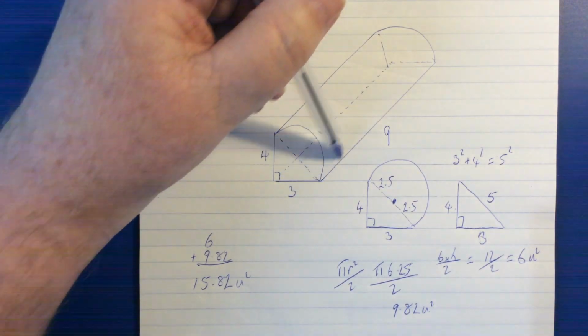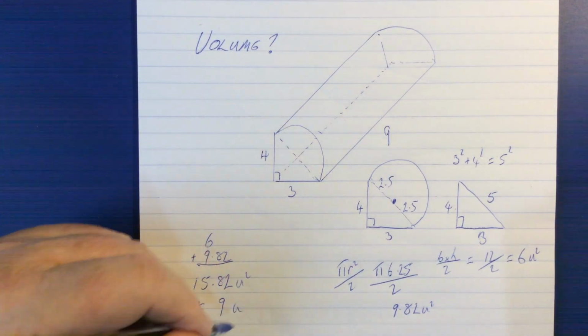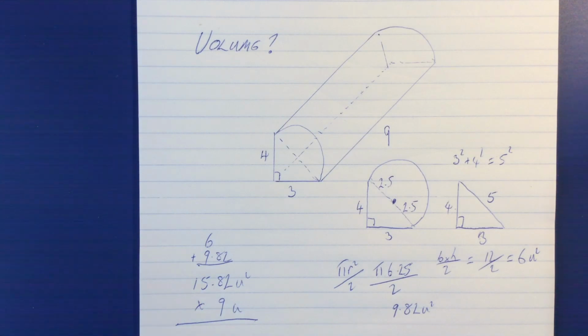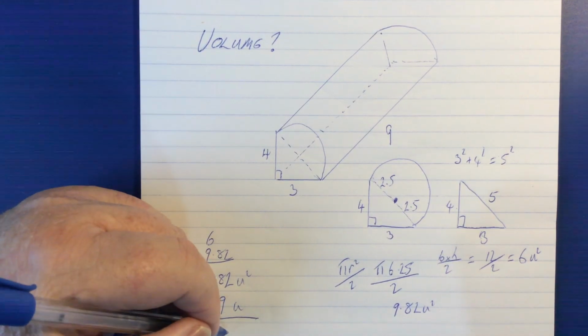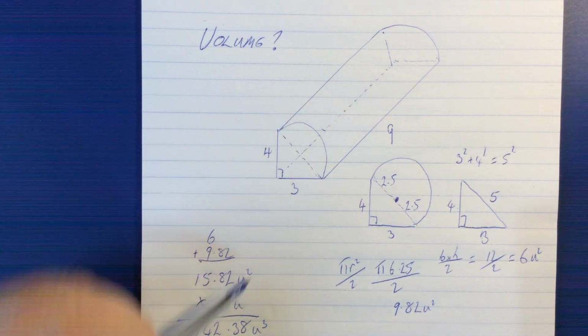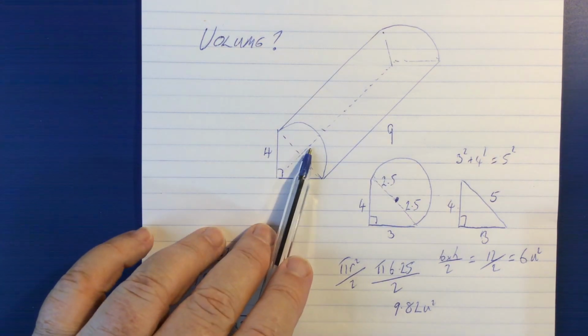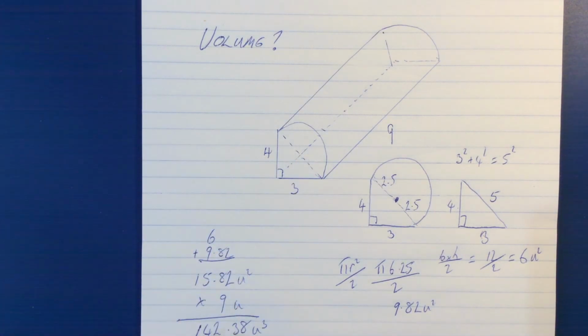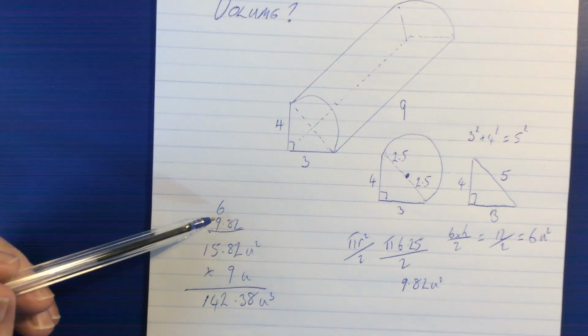Now, we know that the length of this is 9, so if we multiply this by 9 units, what we're going to get is 15.82 times 9. We're going to get 142.38 units cubed, because we have units squared times units, which gives us units cubed. The volume of this is 142.38 units cubed.